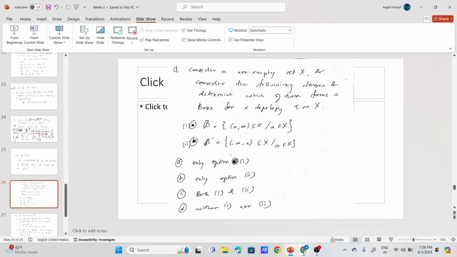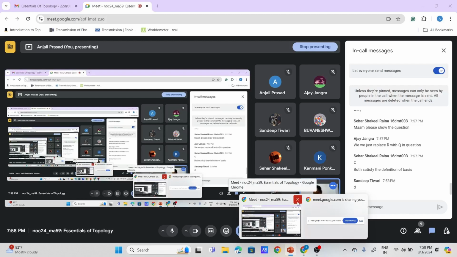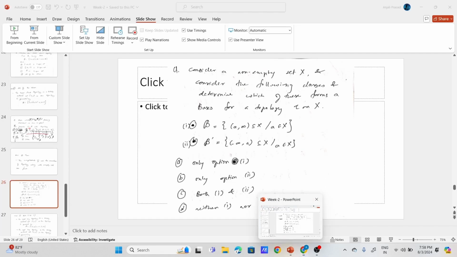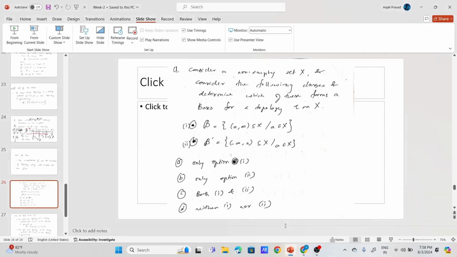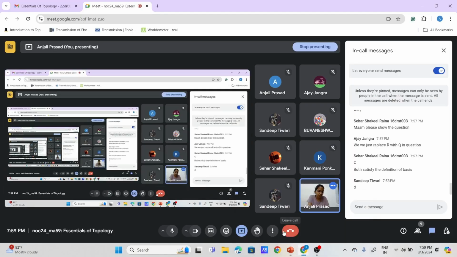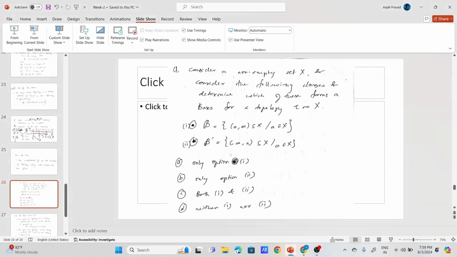Okay, so you are saying the correct option is both. Some are saying C, some are saying D. What is the correct answer? So is it C or D?